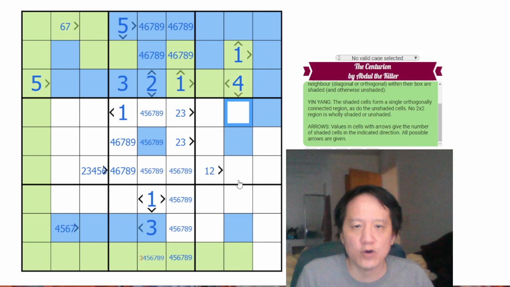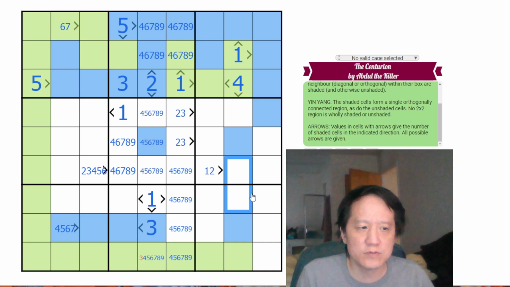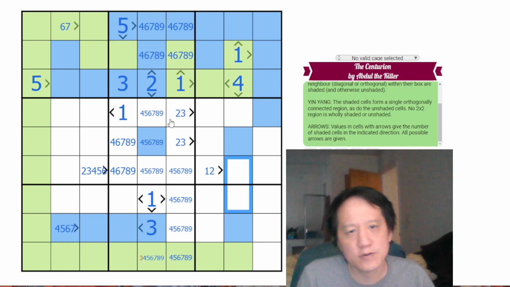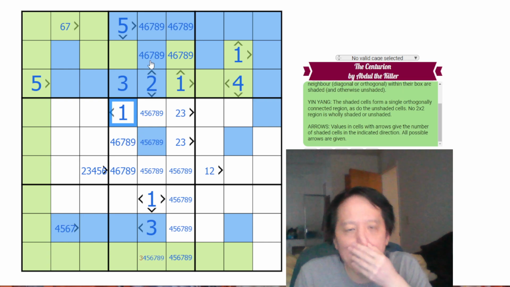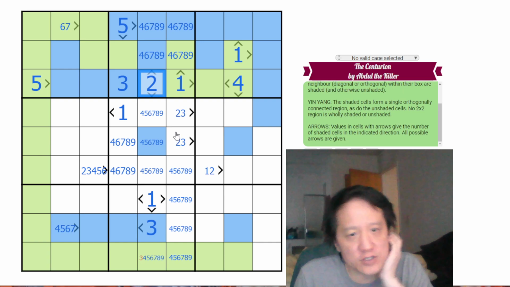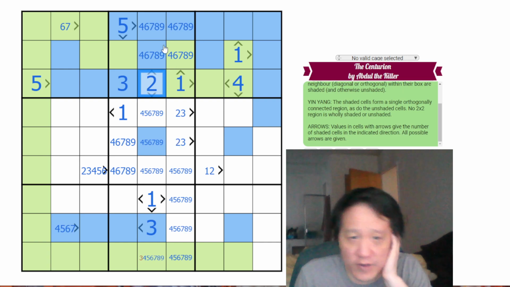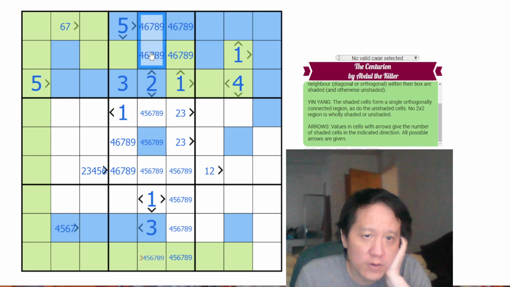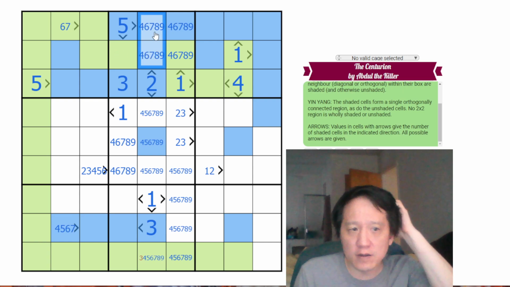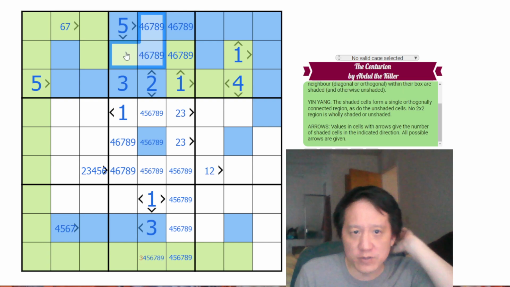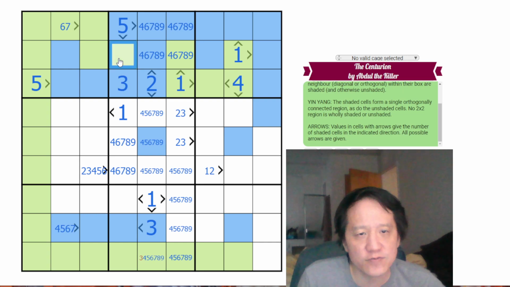So we have 1, 2. So 2 out of these 3 are shaded. Don't know which. There's 5 here. This is 3, so that's above that. 4 has to be one of these 3, and it cannot be that one because this is okay.